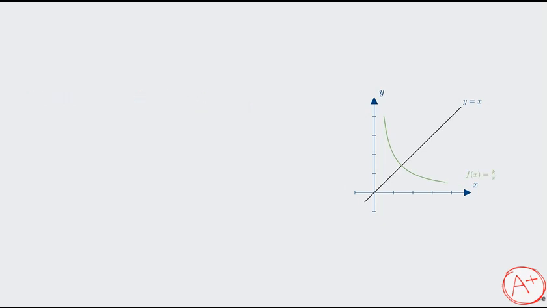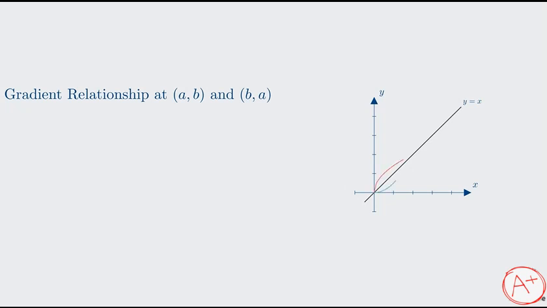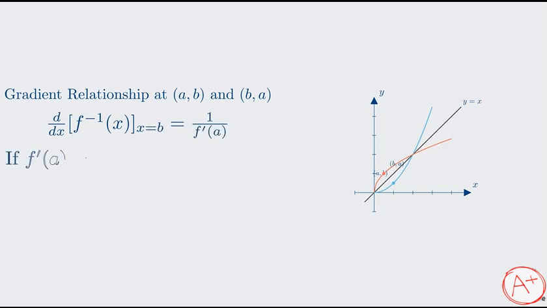Finally, consider the gradient relationship. At reflected points, (a, b) and (b, a), the gradients of the two curves are reciprocals of each other. This means if the slope of f at x equals a is 3, the slope of the inverse at x equals b will be 1/3.